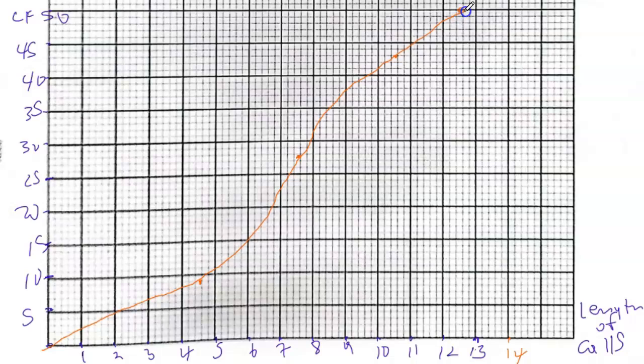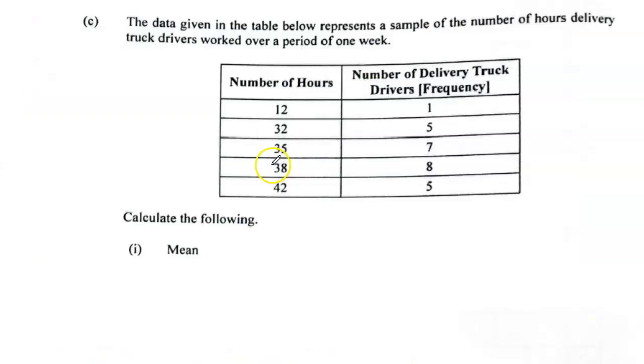Something resembling that. Let's move to part C. The data given in the table below represents a sample of the number of hours delivery truck drivers worked over a period of 1 week. Calculate the mean. So we know the formula for mean is sum of fx over n, or sum of f. And of course, the number of hours would be our x, and frequency on the other side.